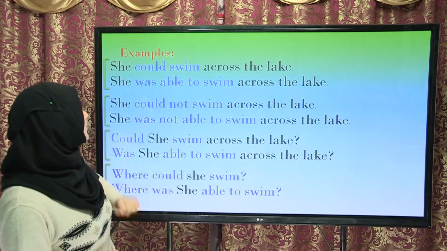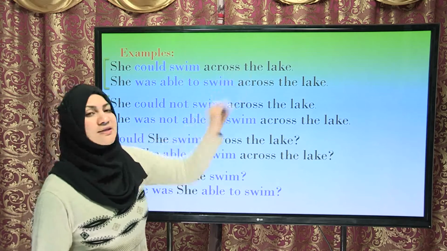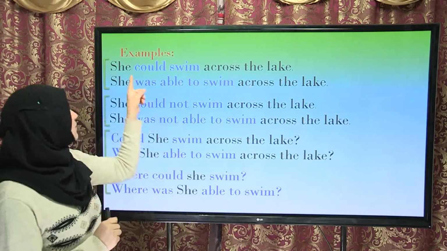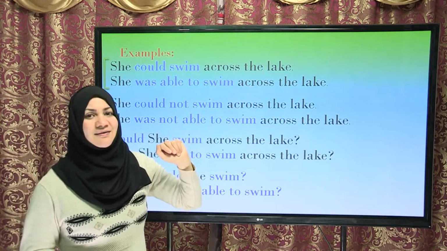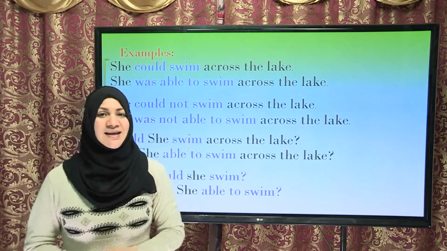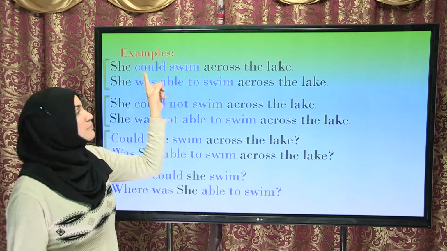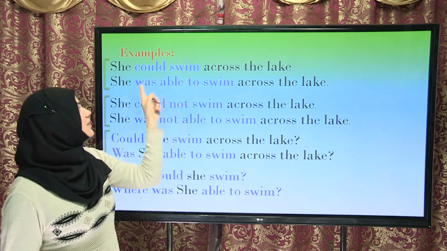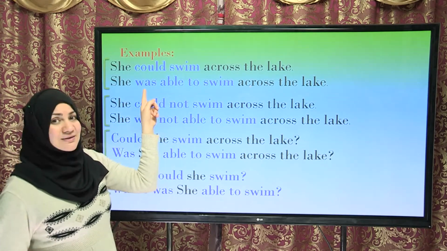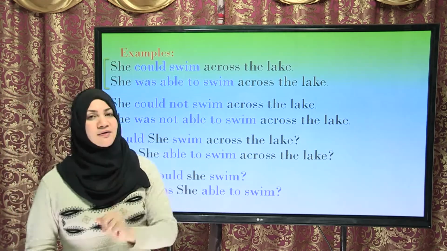So, this is the example. Positive form. She could swim across the lake. We have used the same example in present ability. She could swim across the lake, or she was able to swim across the lake. You can see here that in present ability we used can, but in past, could plus infinitive. And here we used is able to before, but here in past ability we use was with she. She was able to swim across the lake.